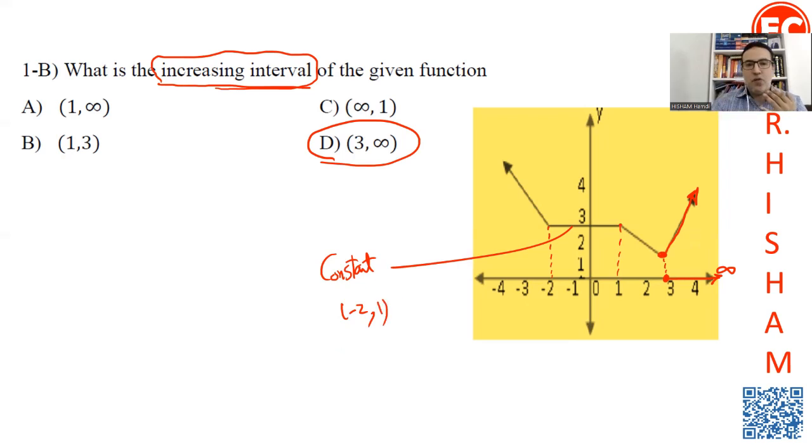So we have range, increasing, decreasing, and we have a constant interval. This is regarding the first question.